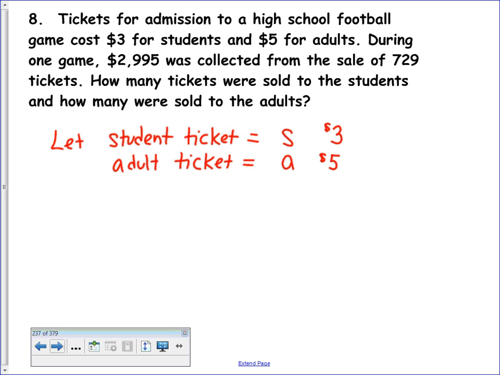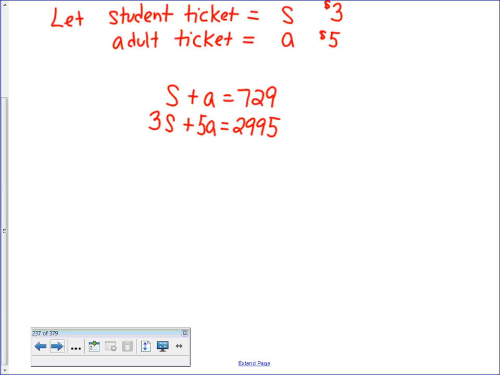Okay, let's see what information they gave me. I know I had a sale of 729 tickets. So students plus adults equals 729. I also know that I collected $2,995. So if I do $3 times the number of student tickets plus $5 times the number of adult tickets, I am going to come up with an amount of $2,995. So this is my system of equations that I need to solve.